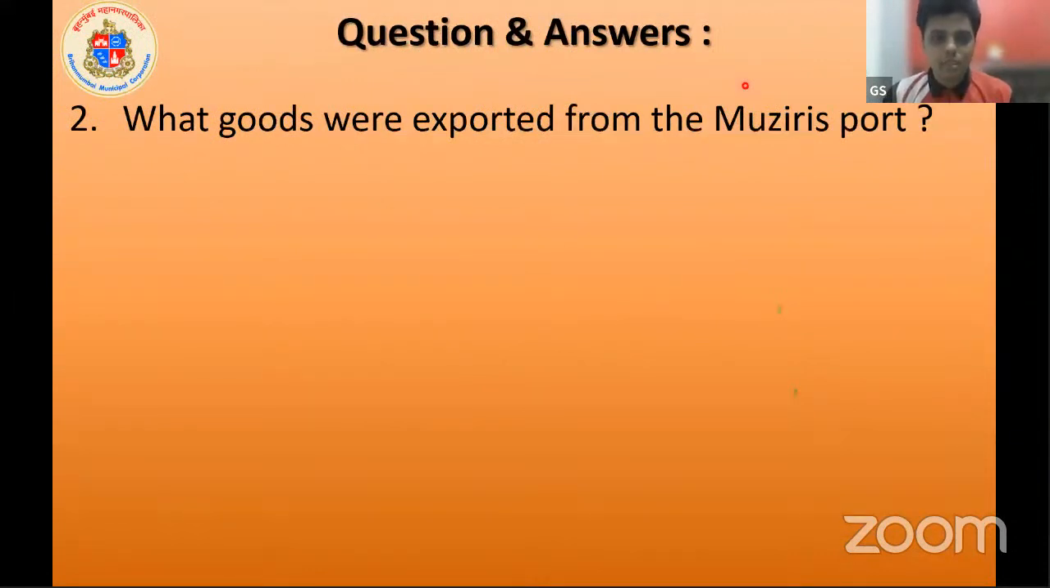Second question. What goods were exported from the Muziris port? Yes. One who knows the answer, you can raise your hand. I'll give you the chance to answer it. What goods were exported from the Muziris port? Those who raise their hands will get a chance to answer it. Any one of you? Yes, please raise your hand.